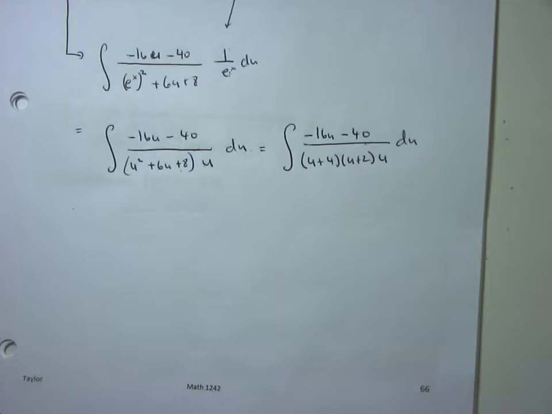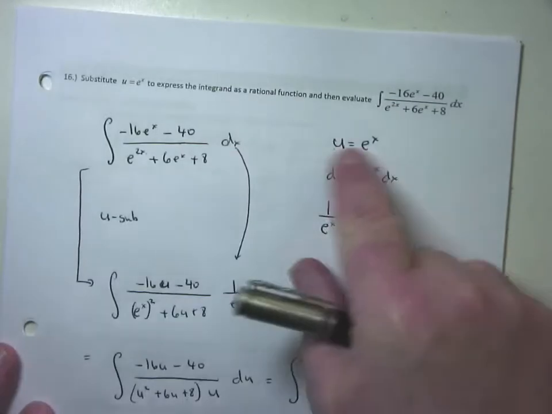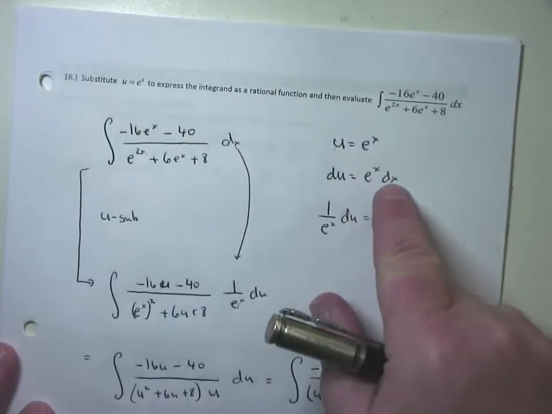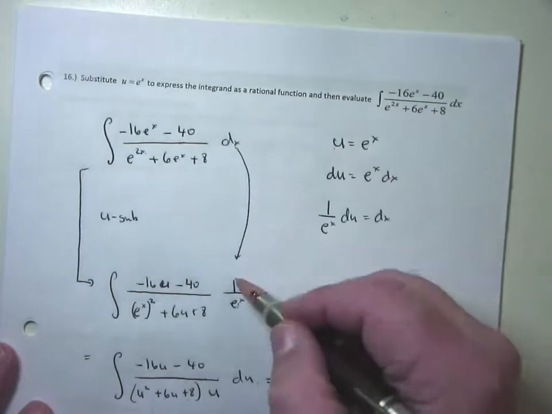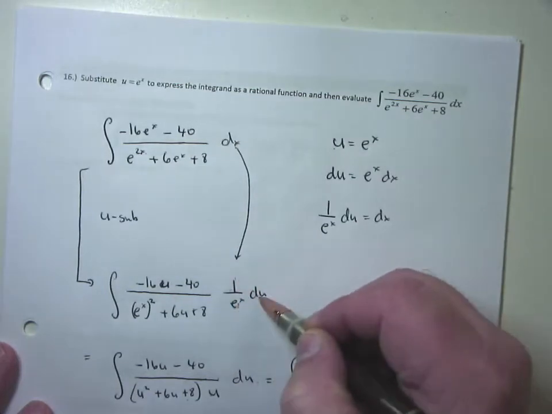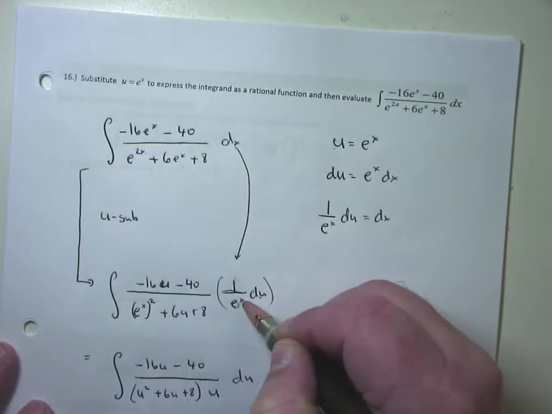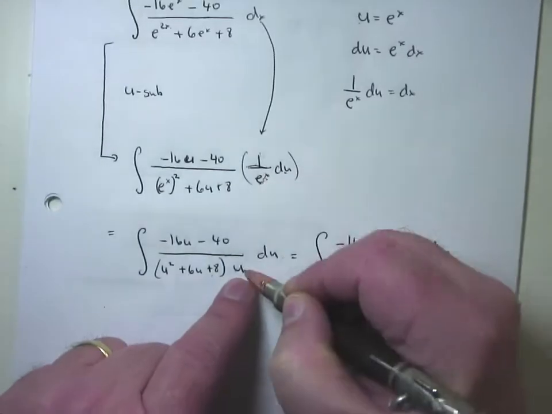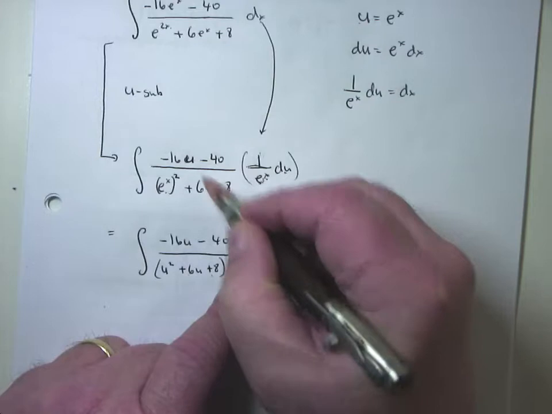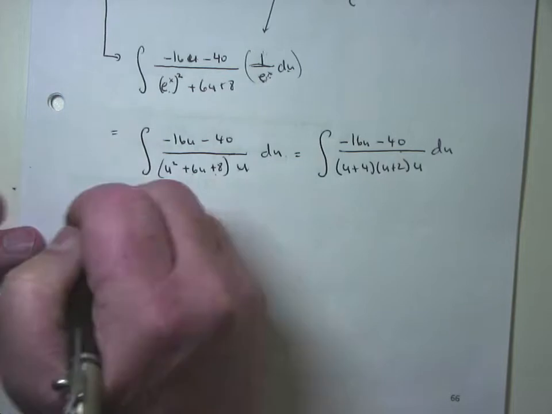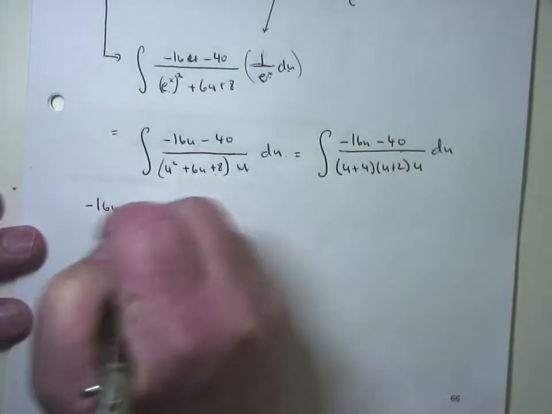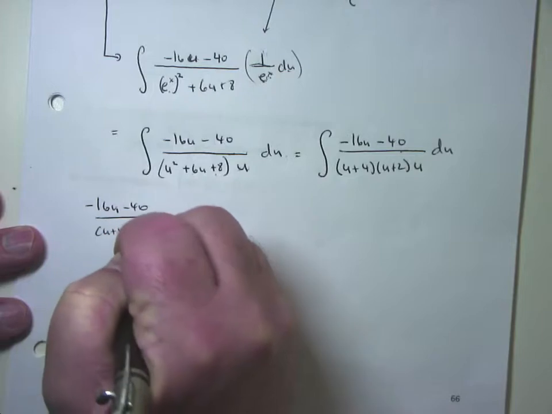Partial fractions. Question: where did that extra u come from on the denominator? The extra u came from when I took dx. Remember, u equals e to the x. That means du equals e to the x dx. You moved the constant to the other side. 1 over e to the x du is dx. So when I replace dx, it'll be 1 over e to the x du. So you got this extra e to the x on the bottom down here. But when you substitute, e to the x is u, and he shows up right there. There's my u squared, there's my u there. Everybody else got to turn to u. So now, this is partial fractions. So I'm going to take this negative 16u minus 40 divided by u plus 4, u plus 2 times u.